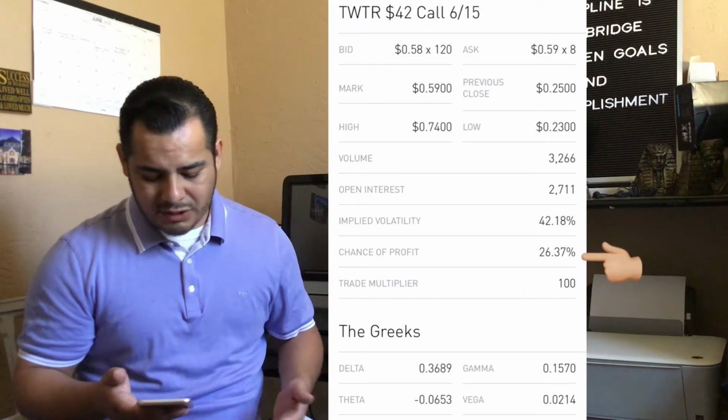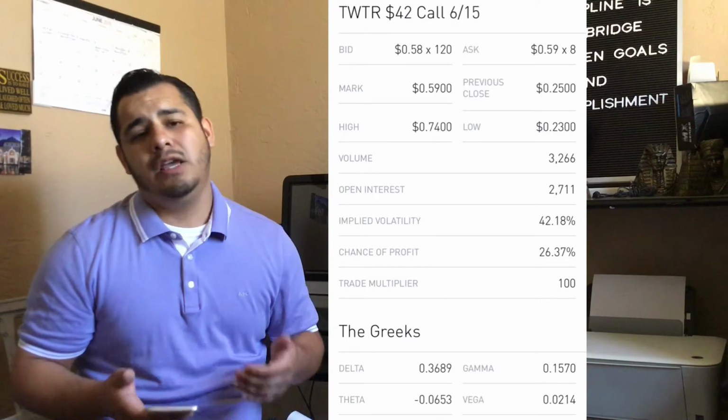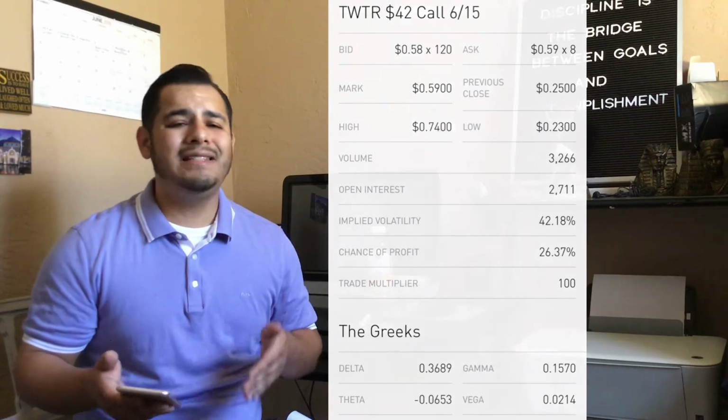And right here below it says the chance of profit, 26.37%. You always want to make sure that you're at least at 25% chance of making profit. If it's below 25 or 20%, there's a higher chance that you maybe will not make profit that day. So you always want to pay attention to that, you guys.